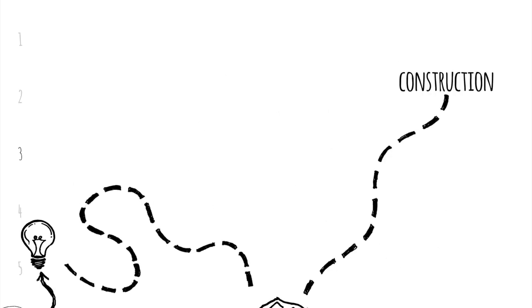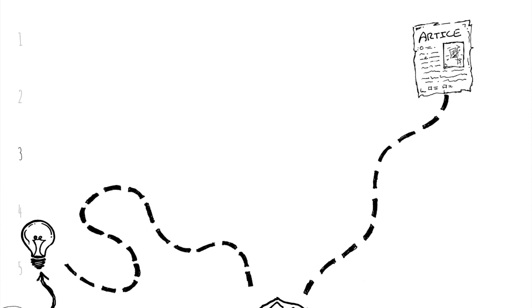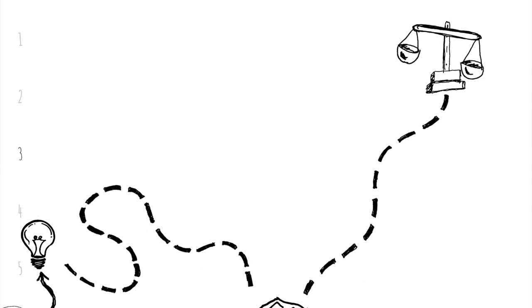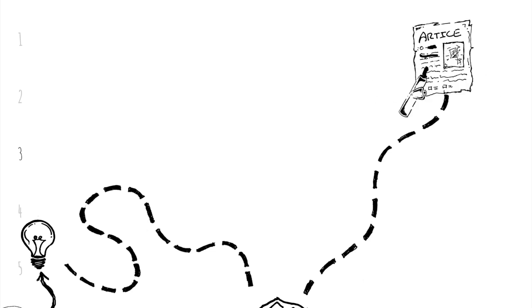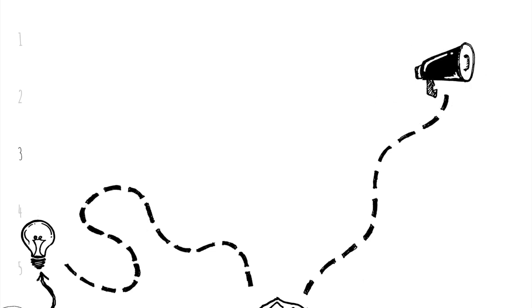Number three, construction. Analyze the construction of the article. What is the bias? Are there any loaded words, any omissions, any propaganda techniques? Can you distinguish between the facts and the opinions? Or is it merely a bunch of speculation?